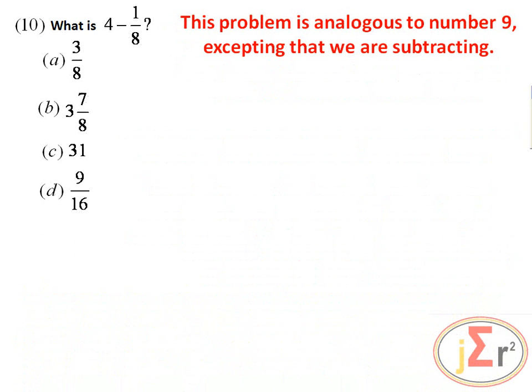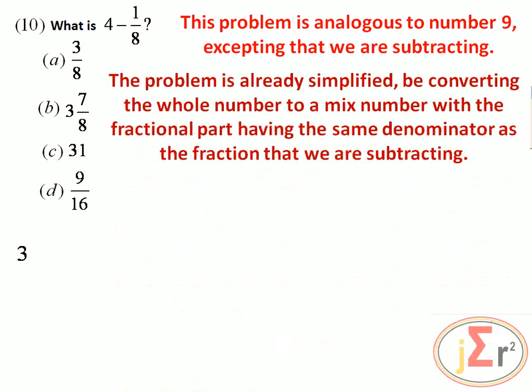This problem is analogous to number 9, except in that we are subtracting on this occasion. So it's a similar problem to number 9, with the exception that on this occasion we are subtracting. Do not forget that we have 3 wholes. The problem is already simplified by converting the whole number to a mixed number with the fractional part having the same denominator as the fraction that we are subtracting.